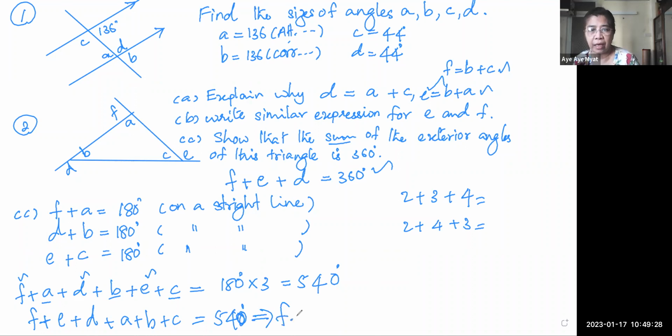So 540 minus the 180 of the triangle. A plus E plus D plus B plus C gives 180, and 540 minus 180 leaves 360 degrees.